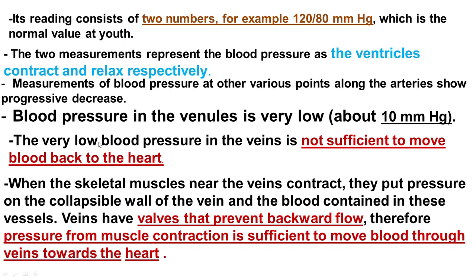When the skeletal muscles near the veins contract, they put pressure on the collapsible wall of the vein and the blood contained in these vessels. Veins have valves that prevent the backflow. So the flow of blood inside veins is helped by two things. First, the skeletal muscles that surround the veins, acting not by impulses but by contraction and relaxation that work dynamically on the walls of the veins. And second, the valves present inside the vein.